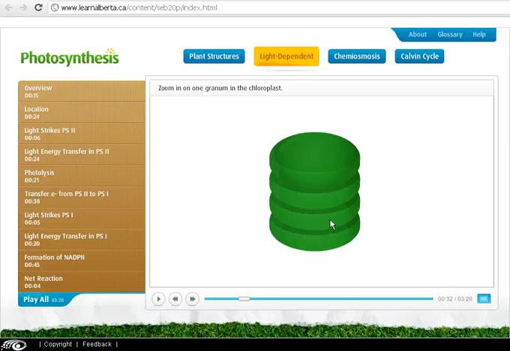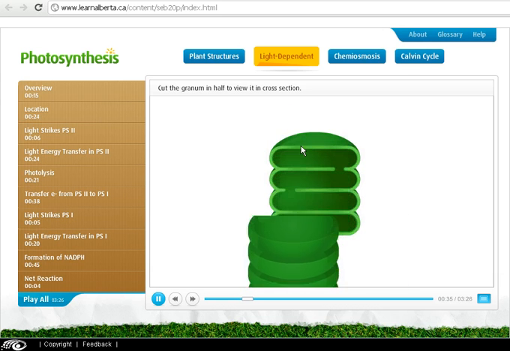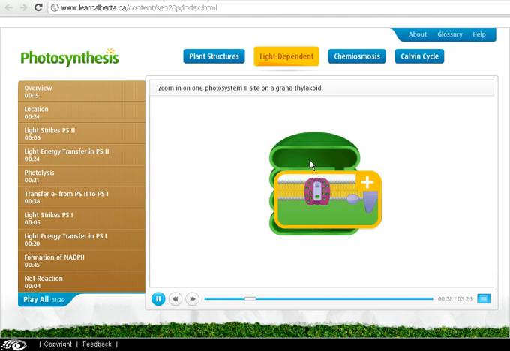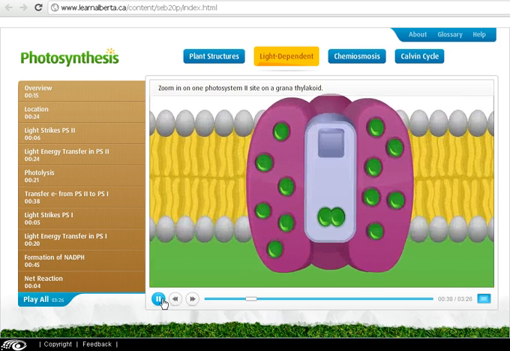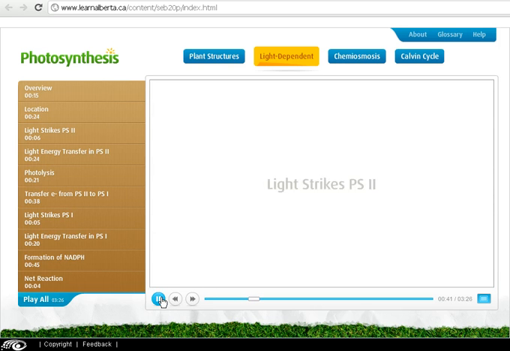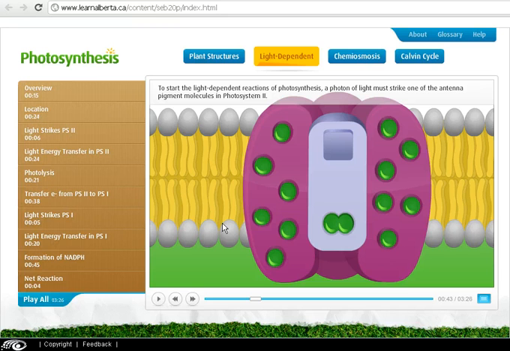All right, here's where I left you off. There are your grana, and when you look inside, you see the thylakoid membrane, the light area, and the thylakoid lumen, the dark area. Inside that thylakoid membrane, it is like a membrane that we talked about in Science 10. You have your phospholipid bilayer, and you have proteins that are embedded in there.